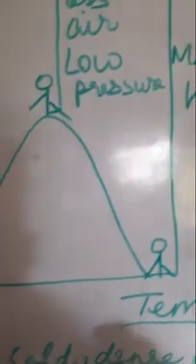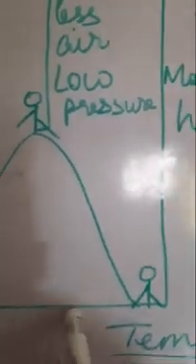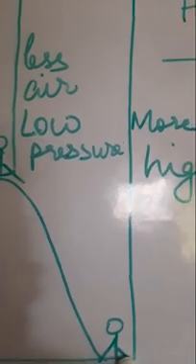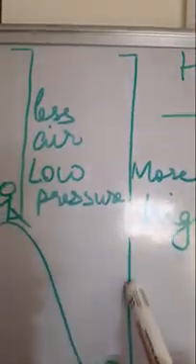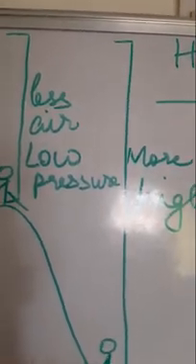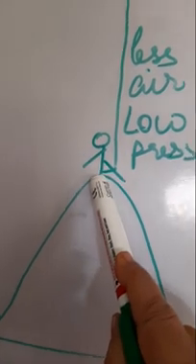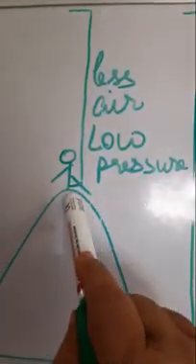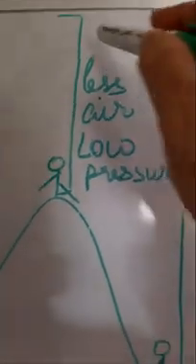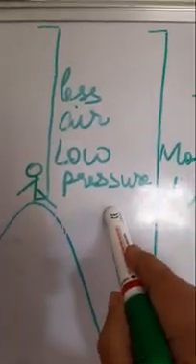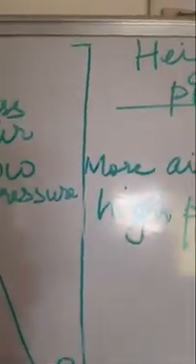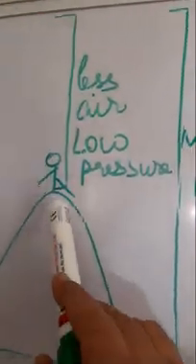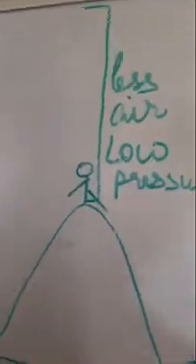Now, see children, there are two persons. One person is standing in the plain area, the other person is standing on a hilltop. A person who is standing in the plain area has the entire height of air above him. A person who is standing on the hilltop does not have any air in the lower portion above him, only the portion that is above. So, here there is less air, so the pressure will be low, and here there is more air, so pressure will be high.